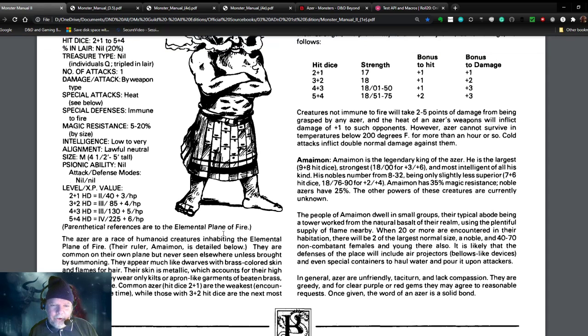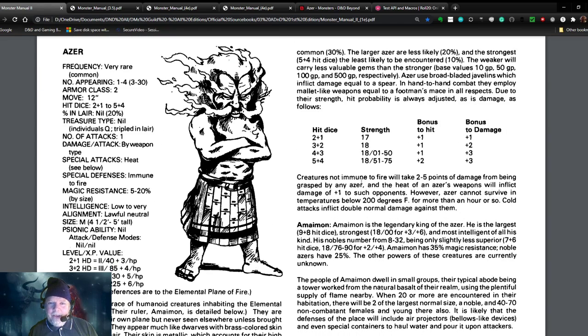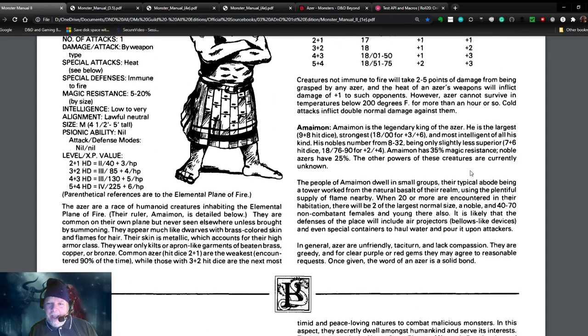They're 4.5 to 5 feet tall, and here's their various hit dice breakdowns. They have bonuses to hit and bonus to damage. And so the people of Amemam, people of this legendary king, dwell in small groups. Typical abode being a tower worked from the natural basalt of their realm.